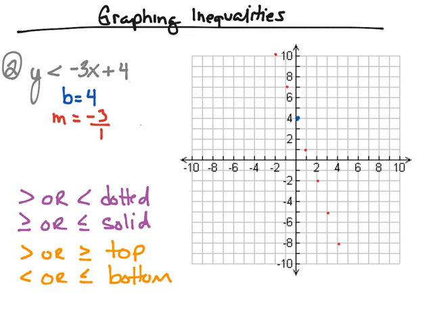Now don't get in a hurry here. Remember, sometimes we use solid lines, sometimes we use dotted lines, and that all depends on the inequality. This time what we have is a less than symbol. So that less than symbol, as you can see from our notes down at the bottom in purple, says anytime we have a less than, we're going to use a dotted line. So that's what I'm going to use to connect these dots, a dotted or dashed line.